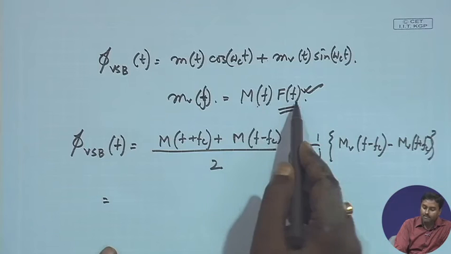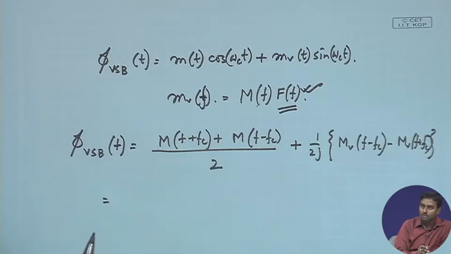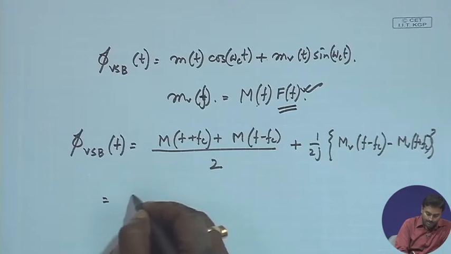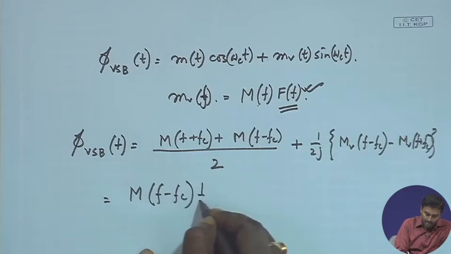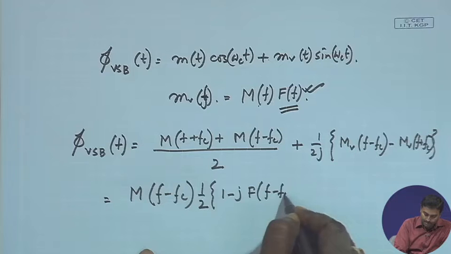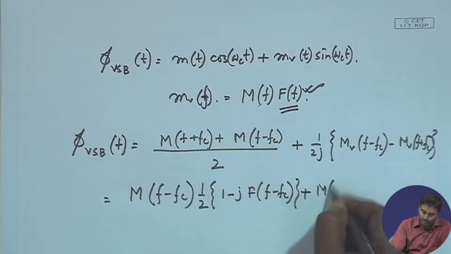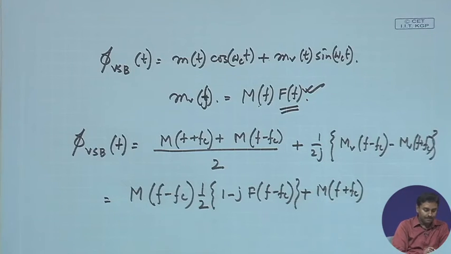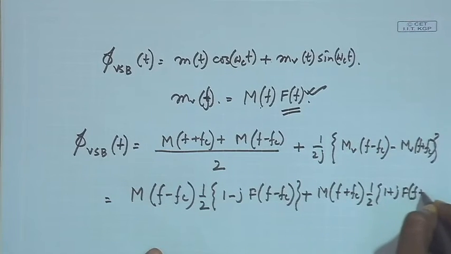Now, M_v(f) I can write as M(f) F(f), and I can take these two in the same part. So I will finally get M(f-fc), if I just take f minus fc, there will be a half term, and I will have [1 - jF(f-fc)], if you just do some algebraic ordering. And similarly, for M(f+fc), I will get another half, [1 + jF(f+fc)]. So this is what we are getting.